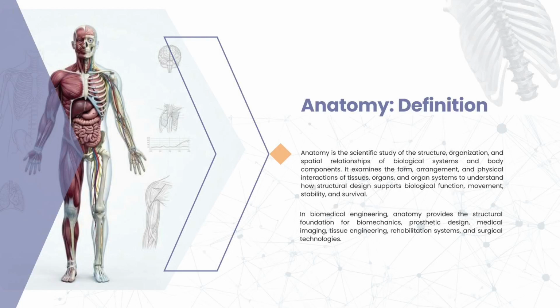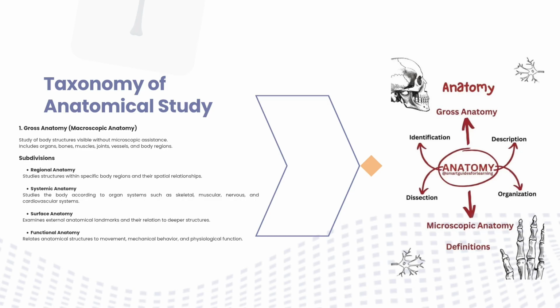Following our initial definition of anatomy, we move to the taxonomy of anatomical study. To effectively engineer solutions for the human body, we must first categorize how we analyze these structures. This brings us into the realm of gross anatomy, also known as macroscopic anatomy. Gross anatomy is the study of body structures visible without the aid of a microscope.